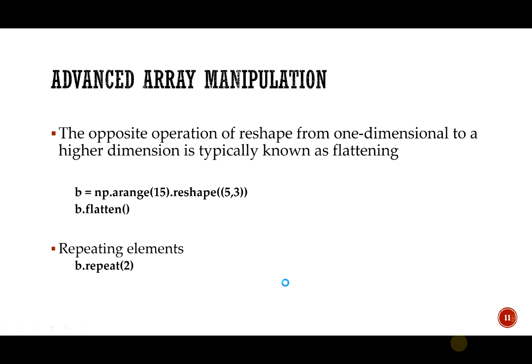Another useful method is repeat. We can repeat elements. So we can apply repeat to the matrix B we just generated, and then you pass 2. It means that each element in that matrix or array will be repeated 2 times. If you pass 3, then each element will be repeated 3 times.